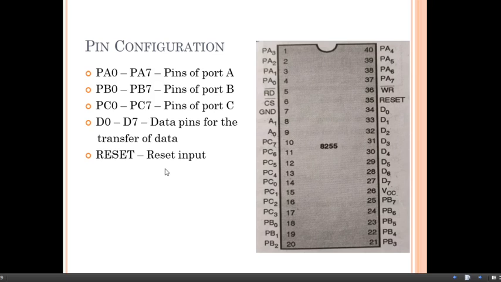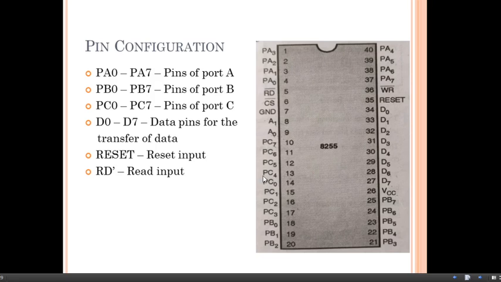Next is reset. Pin number 35 is reset pin. This is active high input pin, which is used to reset this 8255. If we have to reset 8255, we have to use this pin number 35, which is active high. When 8255 is reset, it clears control word register and all ports are set in input mode. Means port A, port B and port C are set in input mode when our 8255 will be reset.